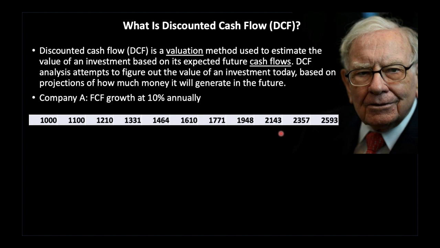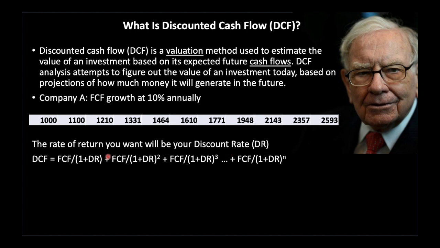So you need to discount all these cash flows by that discount rate to get to the present value of all these future cash flows. And that's what the discount rate is. To put it simply, discount rate is basically going to be the rate of return you want from your investment. And once you know that discount rate, the formula of DCF looks something like this.